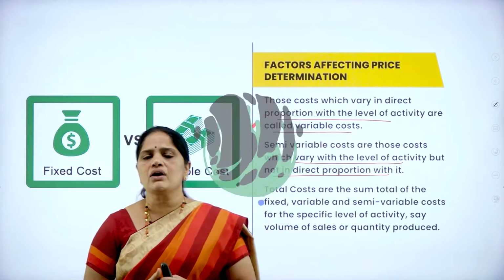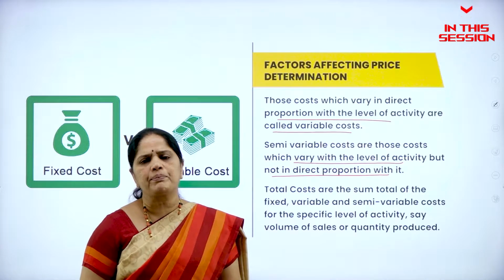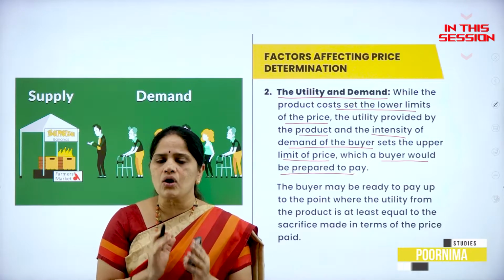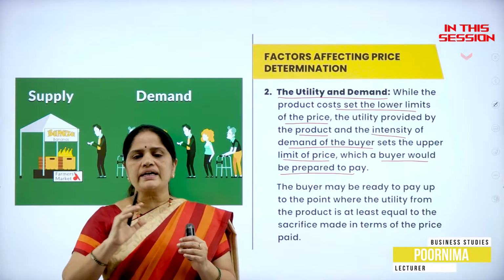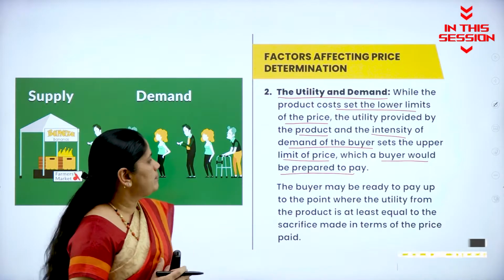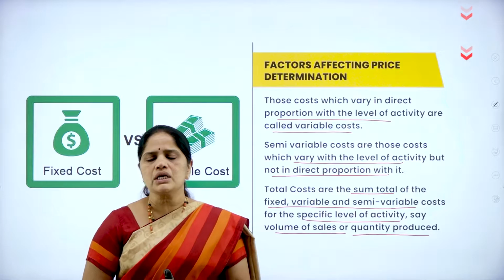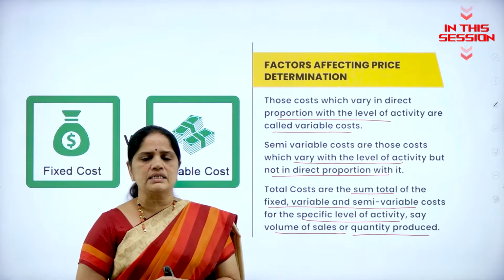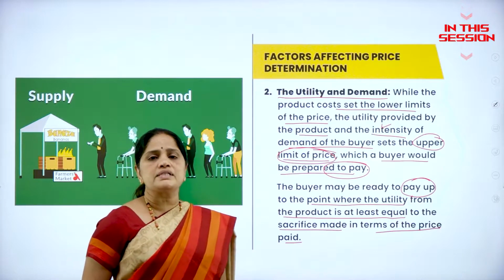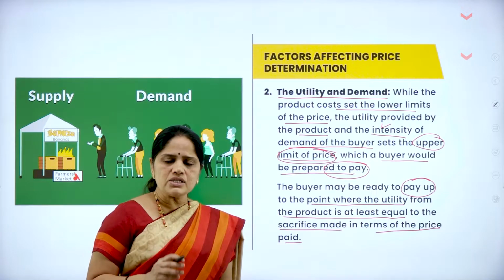These semi-variable costs are there. They also vary, but not in a direct proportion with the variable cost. Once we arrive at the cost of the product, the next factor which will be decisive of the price will be the utility of the product. Whenever we think about the cost of the product, the total cost will be taken into consideration. So we all know that the product has three types of benefits, that is the functional benefit, psychological benefit, and the social benefit.